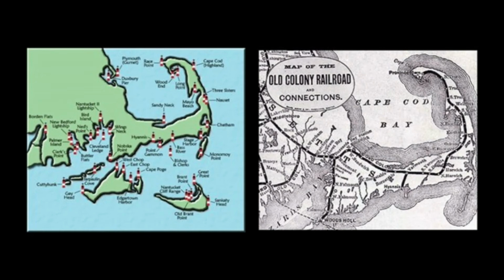So places that I have looked at on the North Atlantic coast of North America include Cape Cod in Massachusetts. Here's a current map showing 14 lighthouses on Cape Cod alone, as well as other lighthouses of this part of New England on the left, and an historic Old Colony Railroad that traversed the length of Cape Cod.